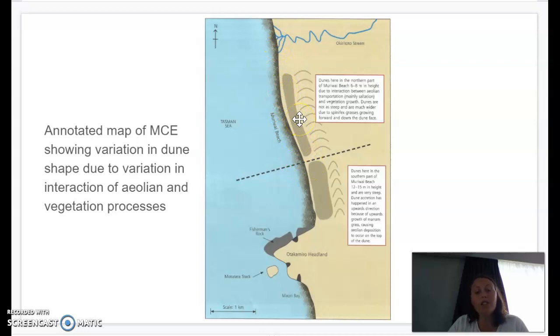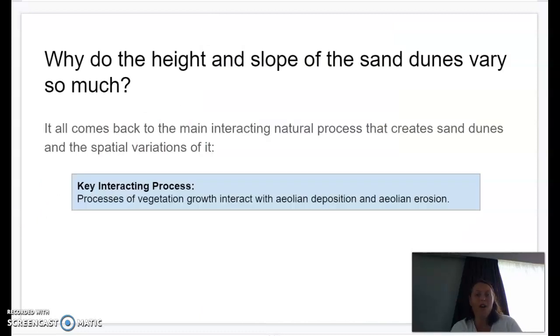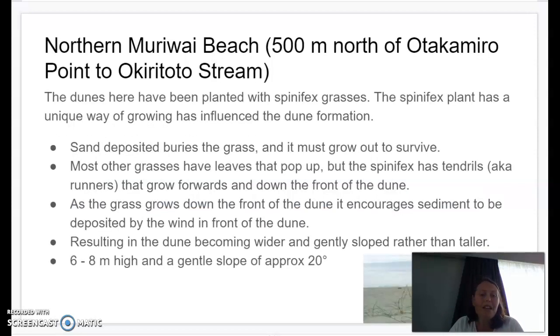We've got wonderfully, gently sloping sand dunes which are lovely and stable. So how does this happen? First of all, the key interacting process that you're looking at here is the vegetation growth. So that's our biogeographical higher order processes with our pedological higher order processes, which is our sediment, and our climatological processes, which is our aeolian deposition and erosion. So our wind processes.